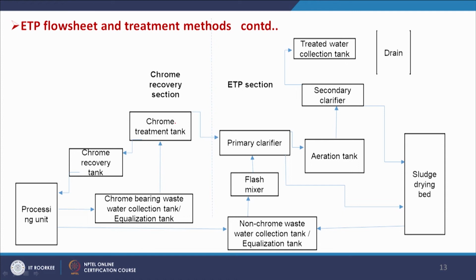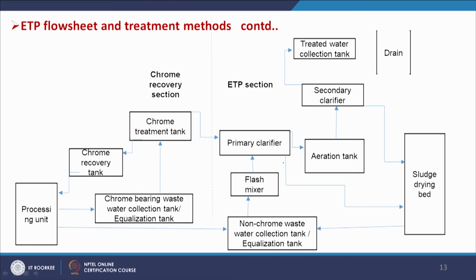Then the wastewater treatment will be for non-chrome wastewater, and this wastewater, after chromium recovery, enters the primary clarifier and goes to the flash mixer. Here we will be adding some chemicals, and then we will allow sufficient time for settling, and then we will get the primary sludge from it, and the supernatant liquid will go to the aerobic tank. So, there will be some microbial reaction on the BOD and COD containing wastewater. Then it will go to the secondary clarifier, and we will get sludge, which will go to the sludge drying bed.